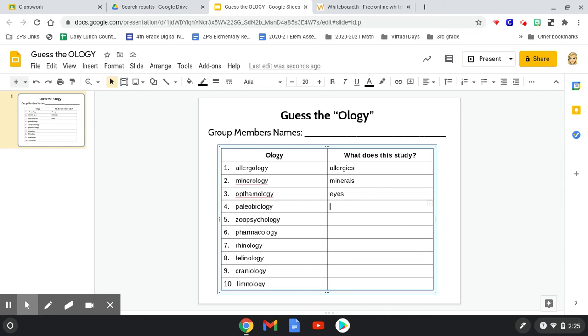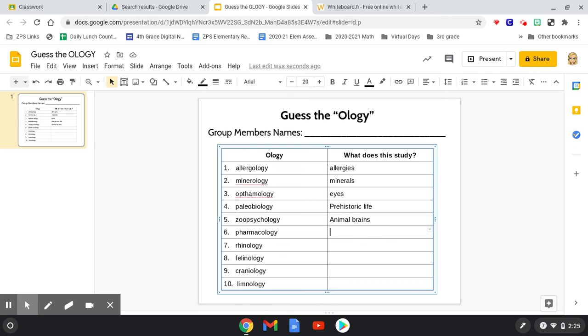Number 4, paleobiology. I know that bio means life, so there's going to be something in there with life. This one's a tricky one. This one is prehistoric life. So things like fossils, dinosaurs, that's what they study. Number 5, zoo psychology. So this person studies animal brains.